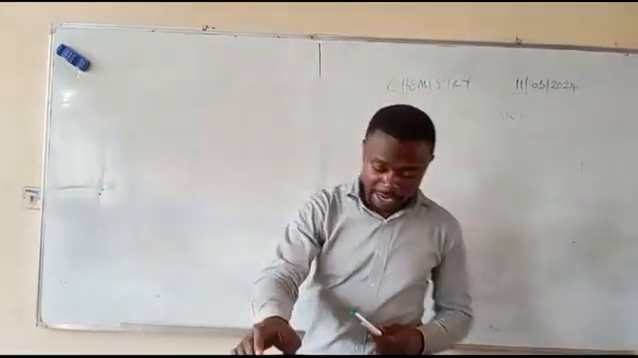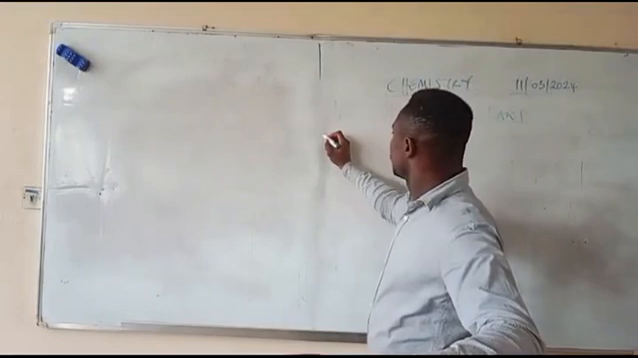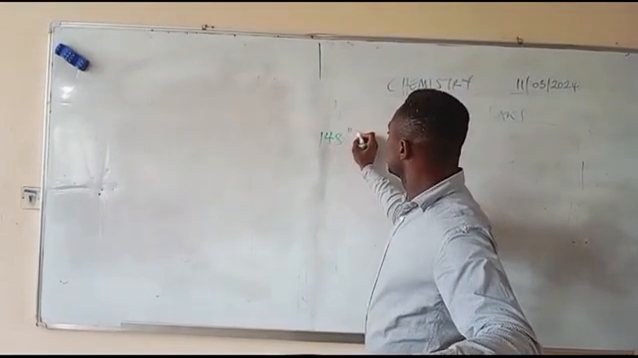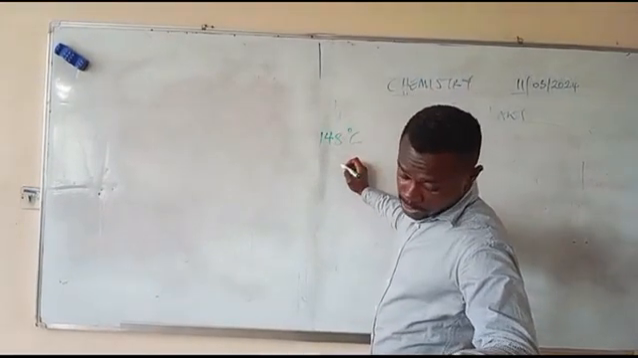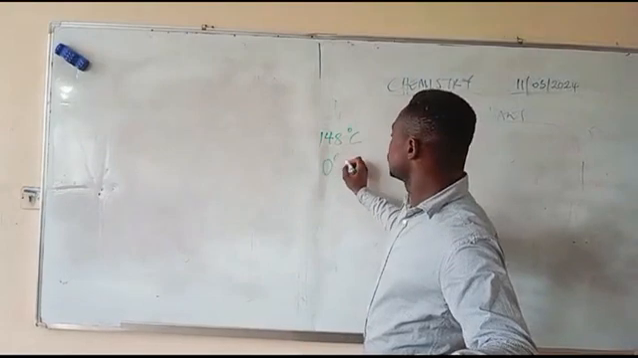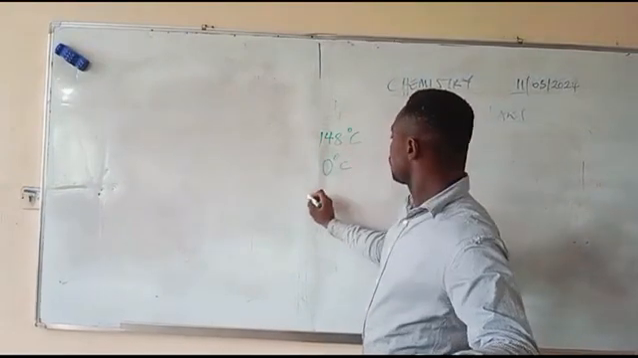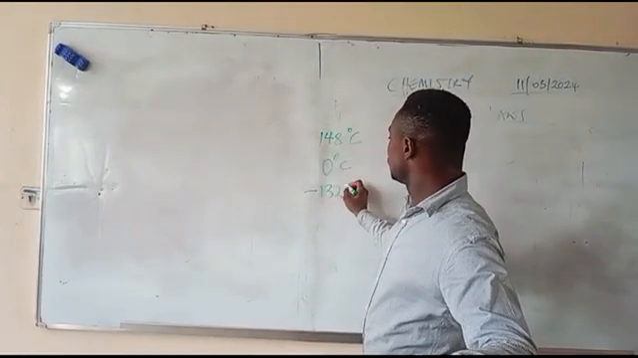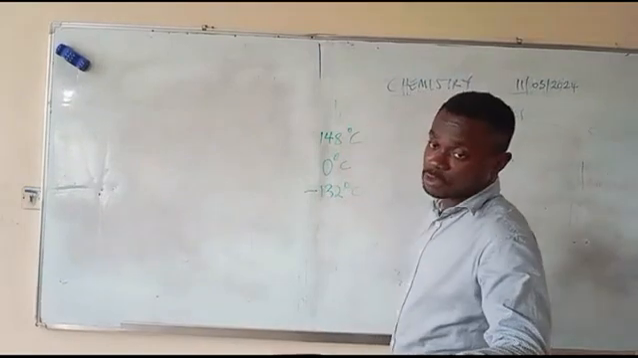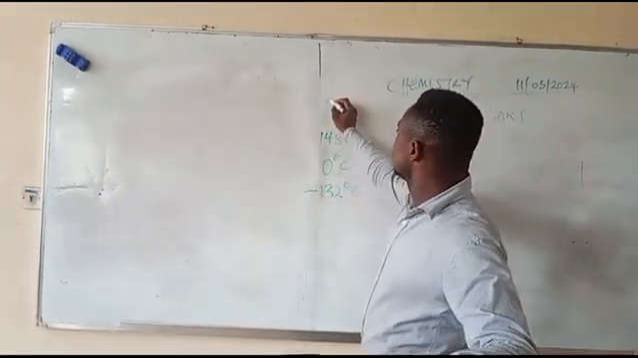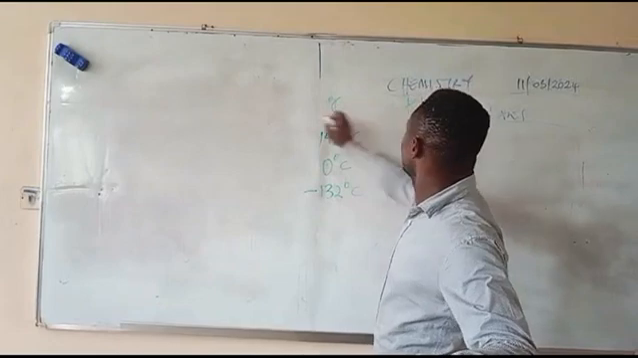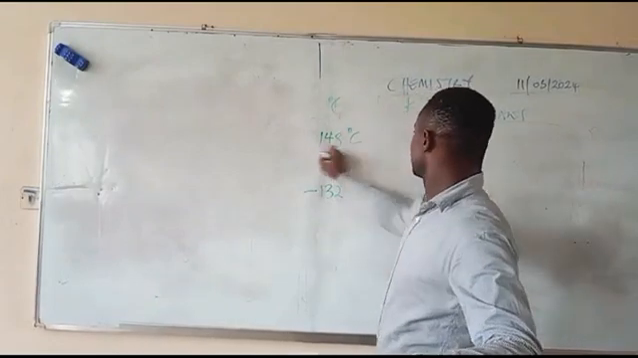Number one is 148 degrees Celsius. Number two is 0 degrees Celsius. Number three is minus 132 degrees Celsius. Let's move these to the Kelvin scale. This is degrees Celsius, this is Kelvin. So you tell me your answers fast.